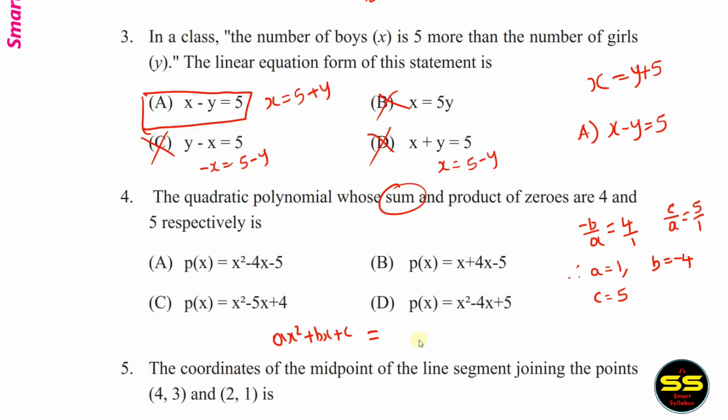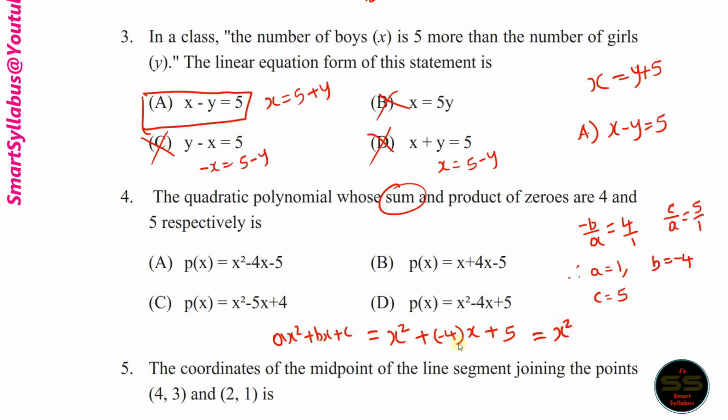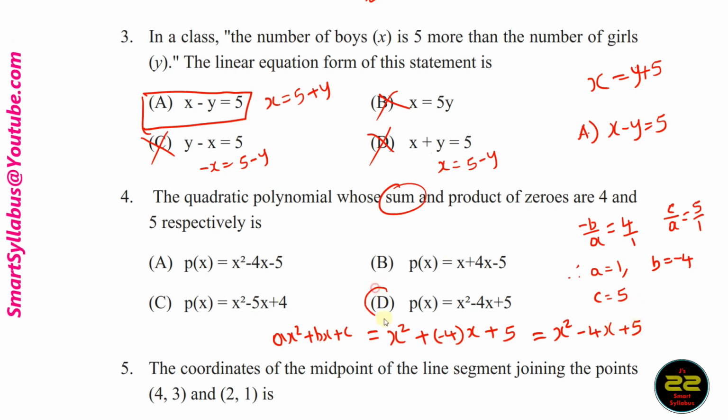Okay, a stands for 1, so 1 into x square is just x square. Plus b, the value of b is minus 4, so minus 4 and x as it is. Plus c, c is nothing but just 5. That gives x square plus into minus, minus 4x plus 5. It means x square minus 4x plus 5 is the correct answer. And you can see in these four options, option D is the correct answer. P of x is equal to x square minus 4x plus 5.